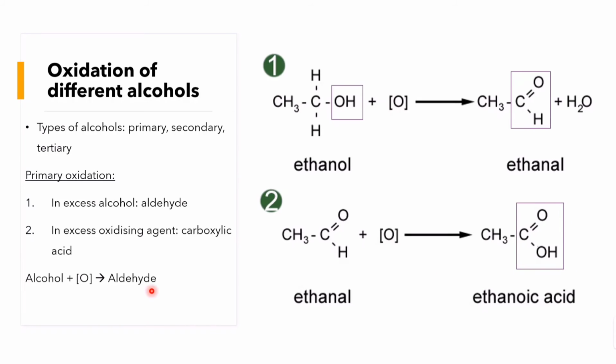So our general equations are alcohol plus our oxidizing agent will form an aldehyde. Yet in excess oxidizing agent, our aldehyde will continue to oxidize into a carboxylic acid. And our colour change is going to be orange to green. It's going to be not oxidized to oxidized. And this colour change will show us when it does oxidize, which is very useful when trying to identify products.